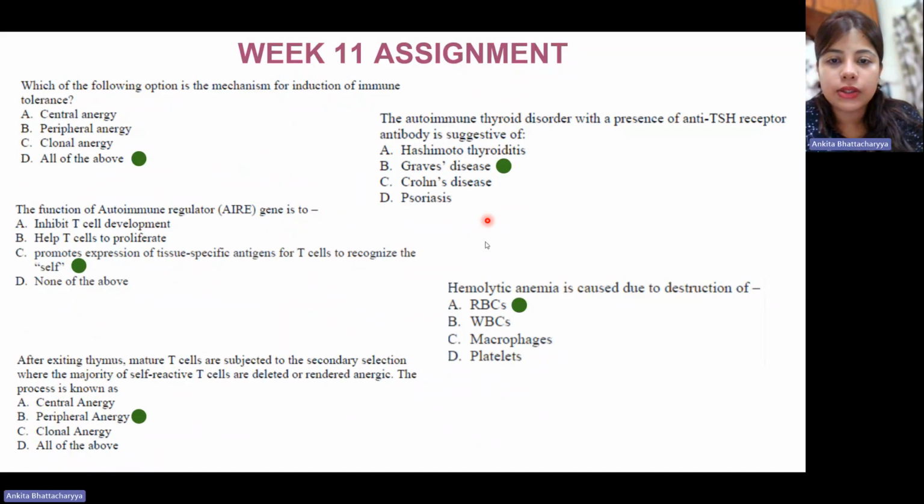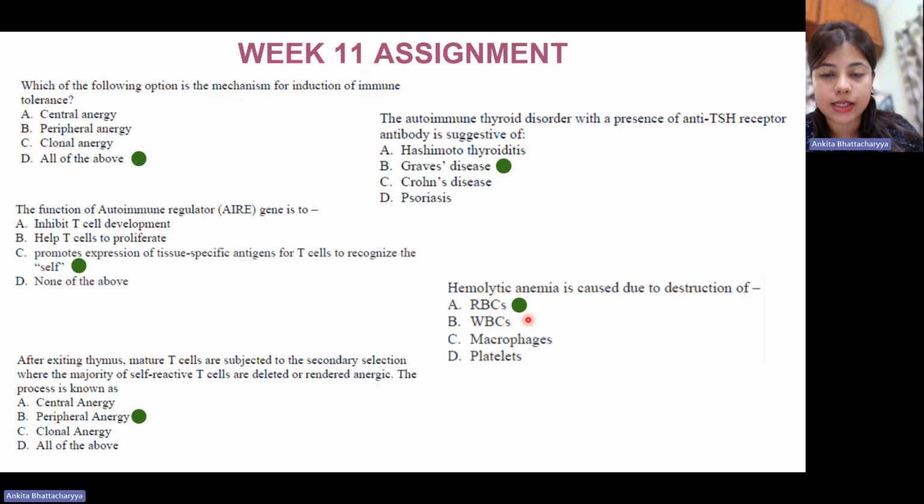Yeah, so that was the correct answer. That is Graves' disease, option B. Finally, hemolytic anemia is caused due to the destruction of which of the following cells? The RBCs, WBCs, macrophages, or platelets.